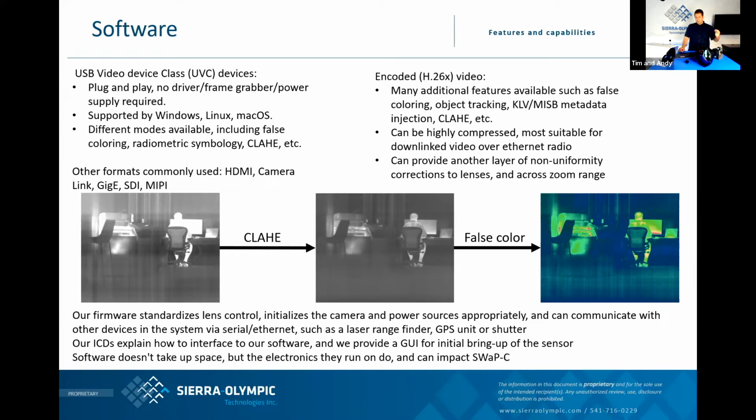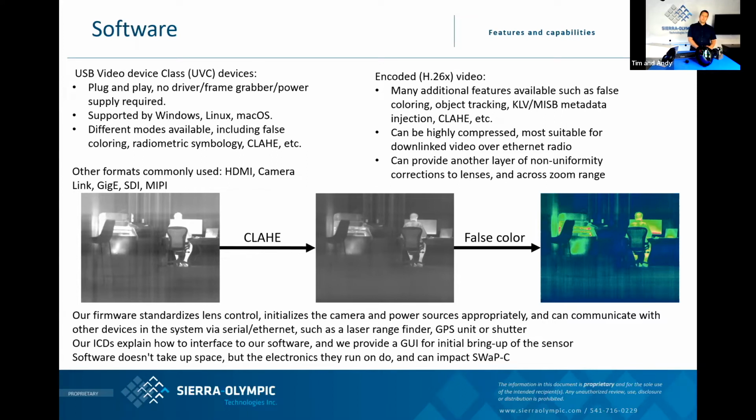Then you might be doing some higher level processing on that. The other option that we commonly work with is encoded video. So we have H.264, H.265 encoded video, and that encoder offers a lot more features as well. So if you're integrating onto a gimbal, it can offer object tracking.